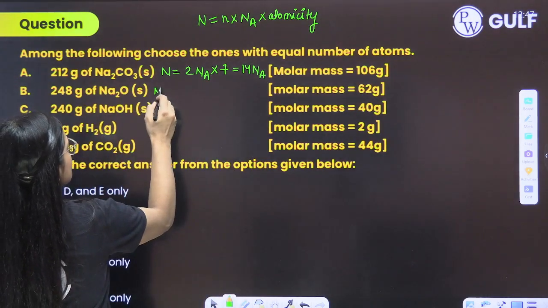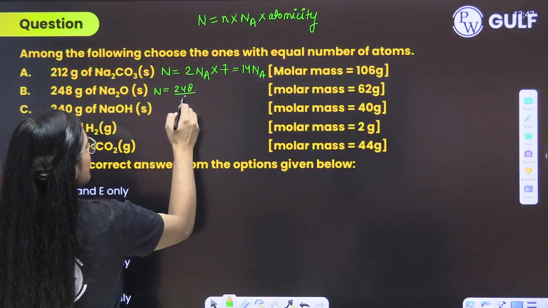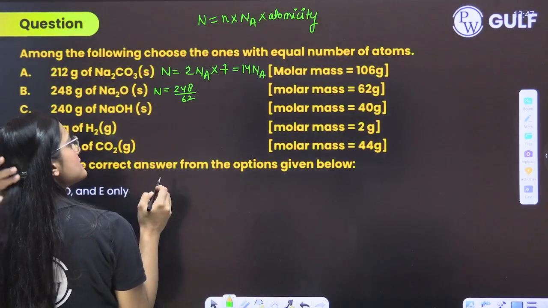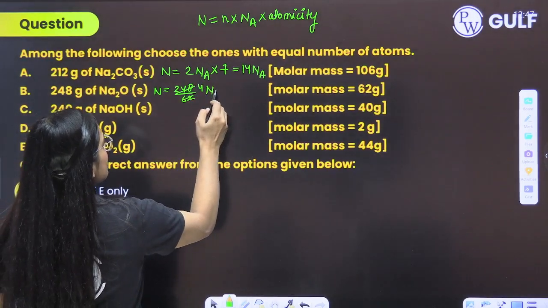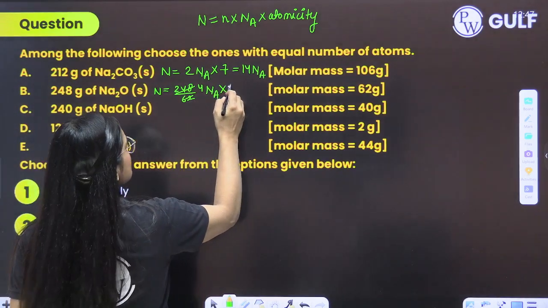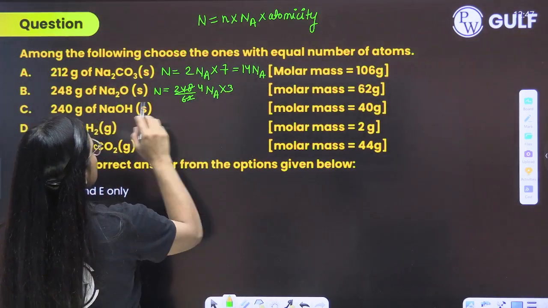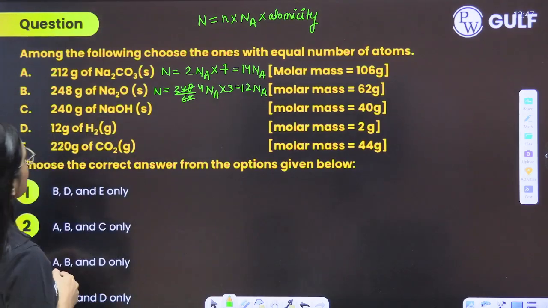So the number of atoms you can find out: 248 divided by 62. How many times is it going? 3 times. Sorry, 4 times. It is 4 Na, into atomicity. Atomicity here is 3. So now this is 12 Na. Okay.